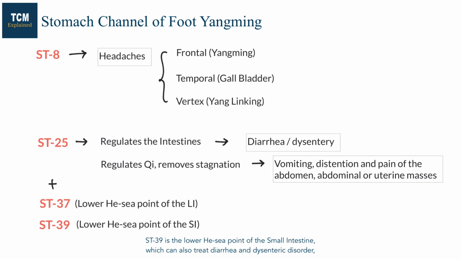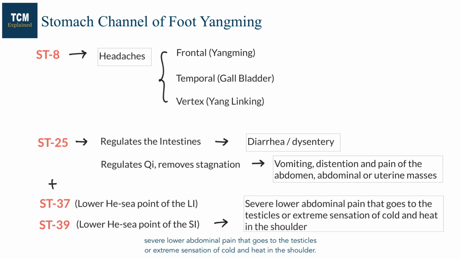ST39 is the lower He-sea point of the small intestine, which can also treat diarrhea and dysenteric disorder, and has additional indications for the small intestine channel, such as severe lower abdominal pain that goes to the testicles, or extreme sensations of cold and heat in the shoulder.